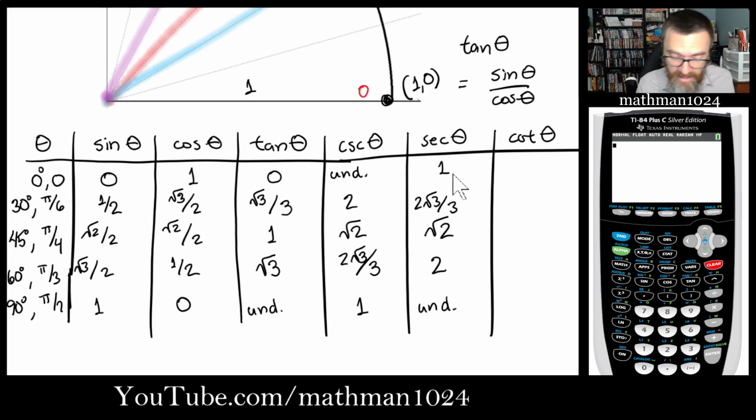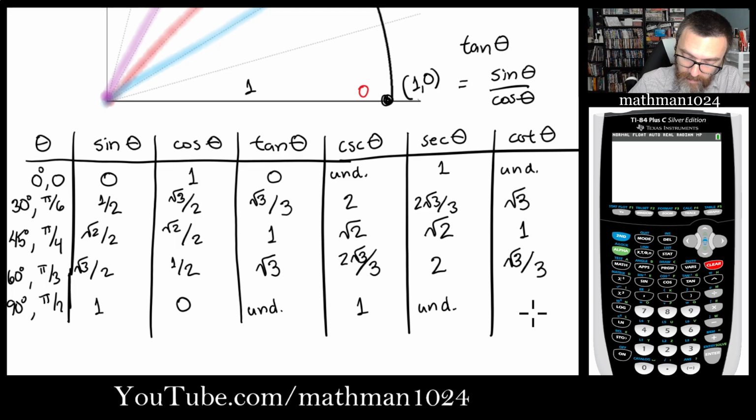Cotangent is the reciprocal of tangent. So if I do 1 over 0, this guy is going to be undefined. If I do the reciprocal of that, I end up with the square root of 3 when I simplify. Reciprocal of 1 is 1. Then we have the square root of 3 over 3. And then you can't really do the reciprocal of undefined. But notice how these values for cotangent are going in a backwards order than they are for tangent. And at 90 degrees, it's going to end up being 0. So where tangent was sine divided by cosine, 1 divided by 0 is undefined. Cotangent is going to be cosine divided by sine. So 0 divided by 1 is 0.